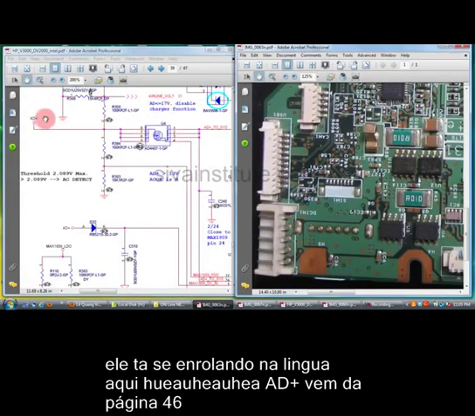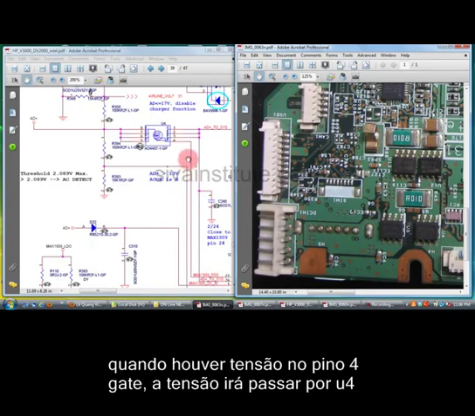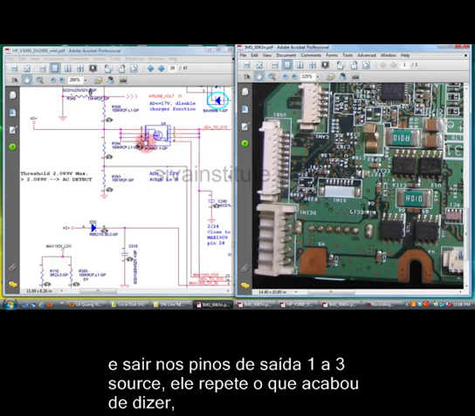This is adapter plus. This voltage comes from page number 46. This voltage comes to U4, pin number 5, 6, 7, 8. When you give voltage to pin number 4, this input voltage comes out from pin number 1, 2, 3. This is the input pins, this is the output pins.